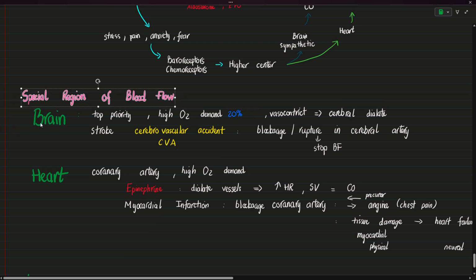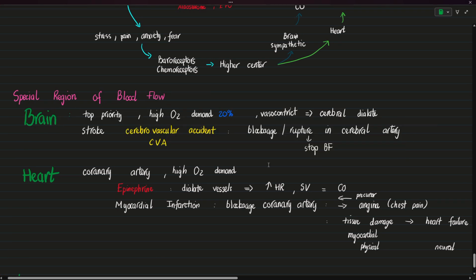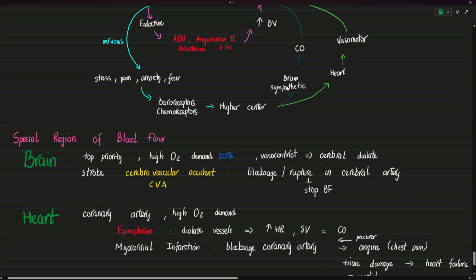So there are some special regions that need more blood flow than others. First of all, the brain is a top priority. Without the brain, you're nothing. You're dead. And like I told you, the higher center either uses the endocrine or tells the endocrine to use the sympathetic or other cardiovascular mechanisms to increase the heart rate.